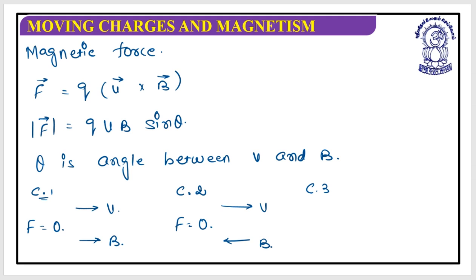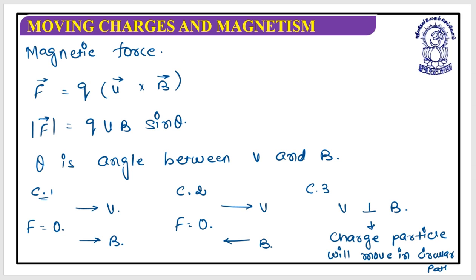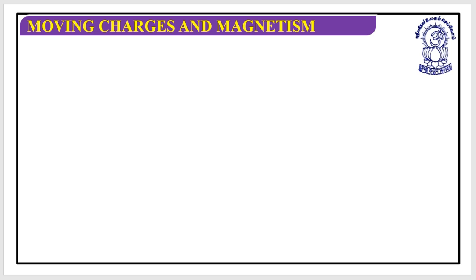We have discussed the third case when V and B are perpendicular to each other. Then my charged particle will move in a circular path. The charged particle will move in a circular path, and we have derived certain relations based on this, such as the radius of the circle, the velocity with which it is moving, and all that stuff.